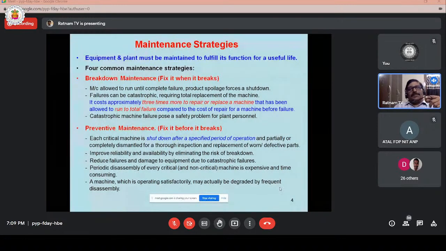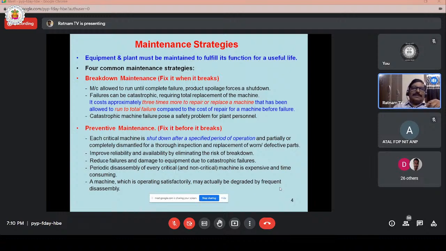You need to change the pump or motor if you leave it, run it like that till it fails. The cost is approximately 3 times more than the repair or replacement of a machine. It is allowed to total failure compared to the cost of repair for a machine before failure. If you stop the machine before failure and go for maintenance, there will be lesser loss for the machinery. If you allow it to run continuously till it fails, the cost will be more than 3 times. Sometimes you need to replace the machine also.